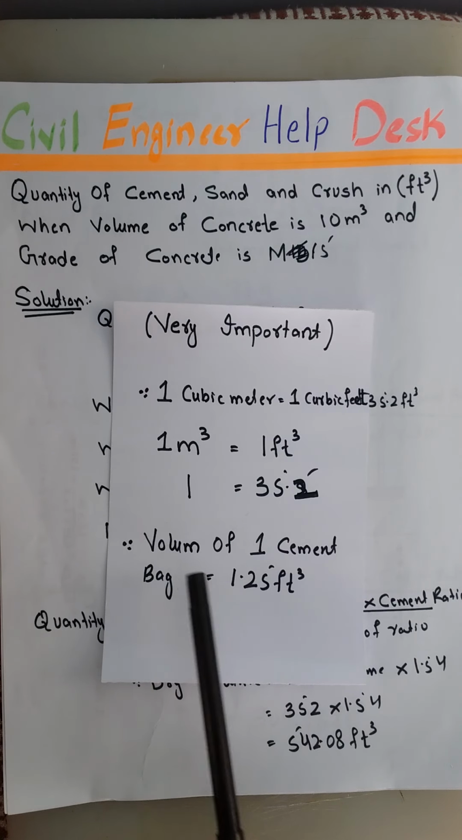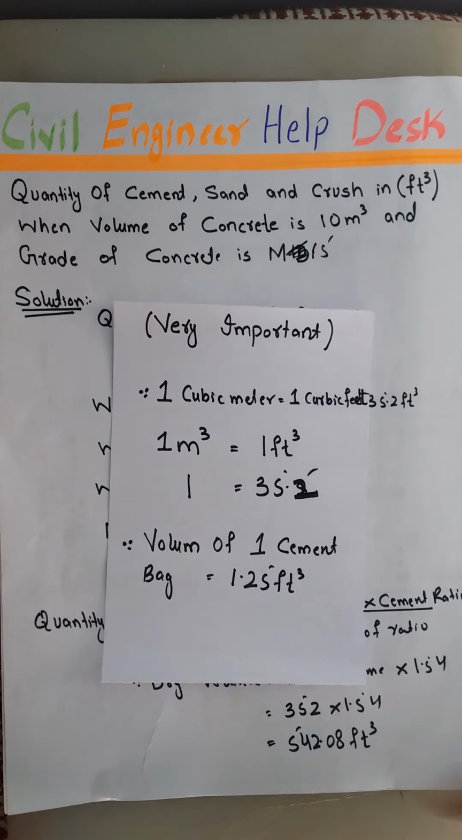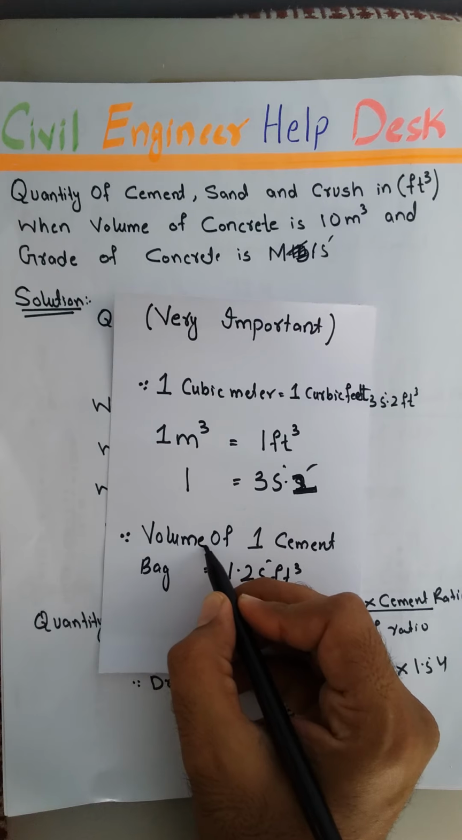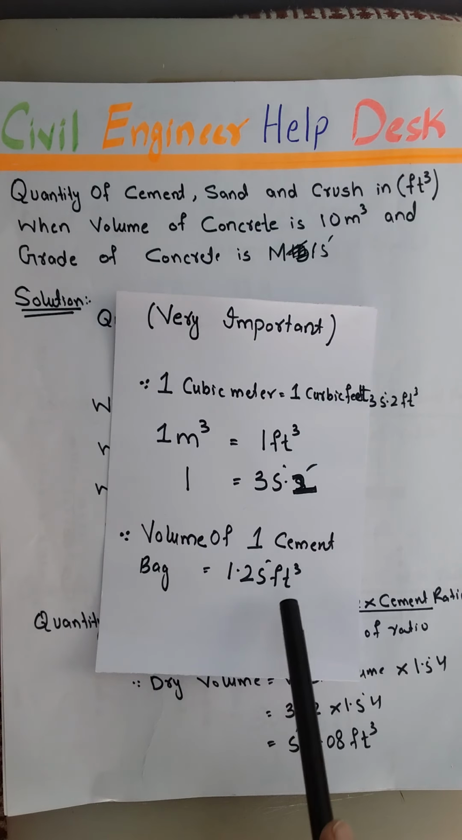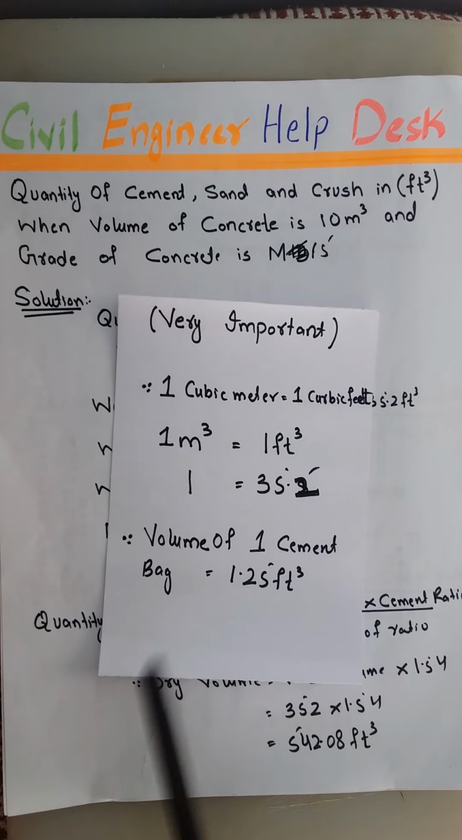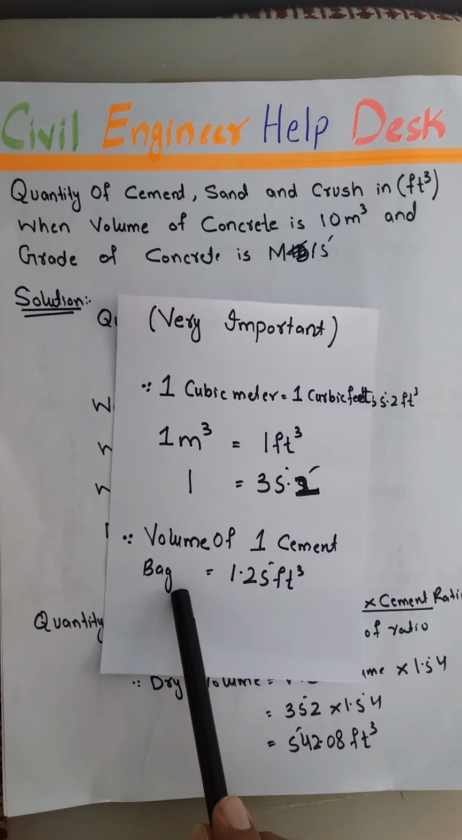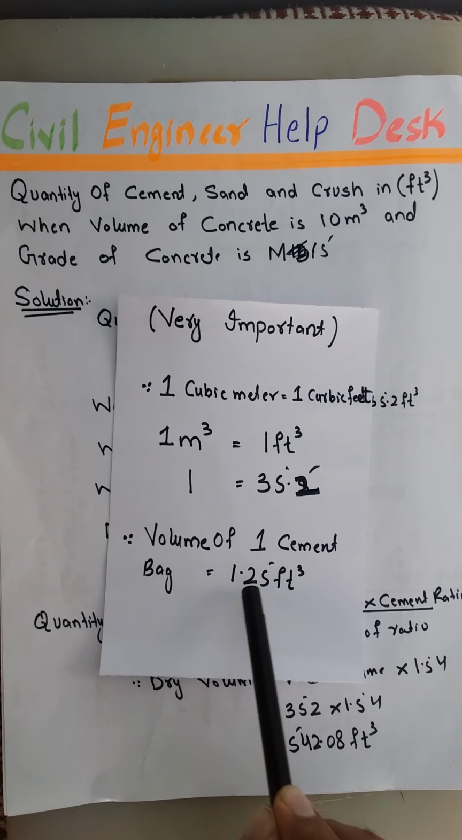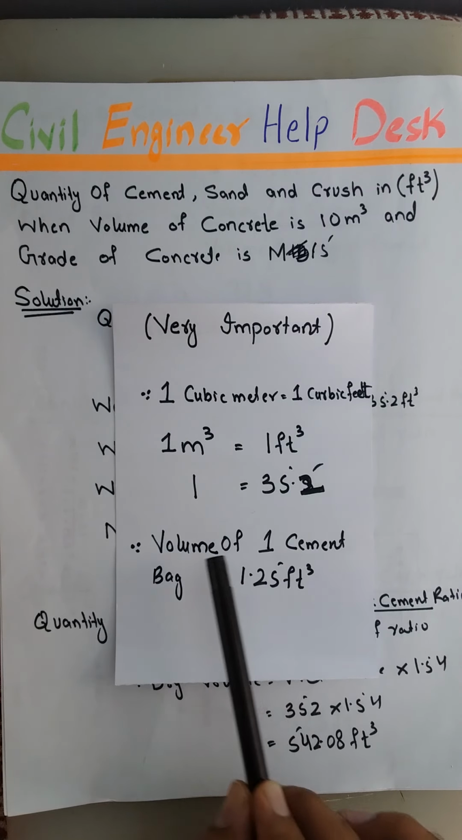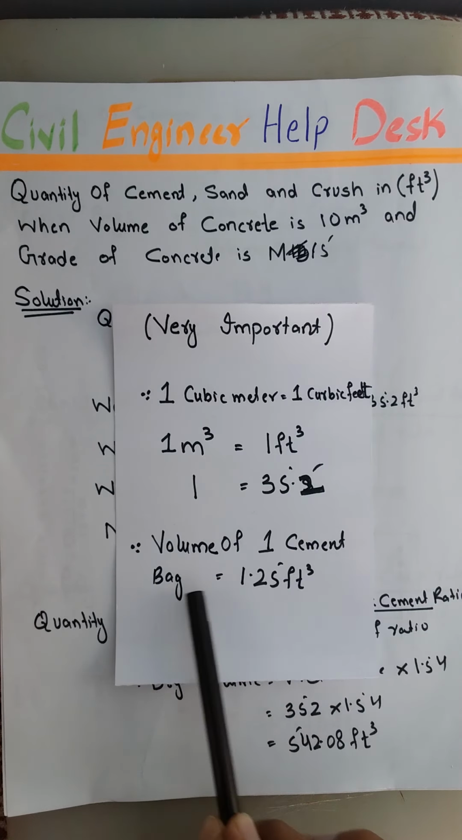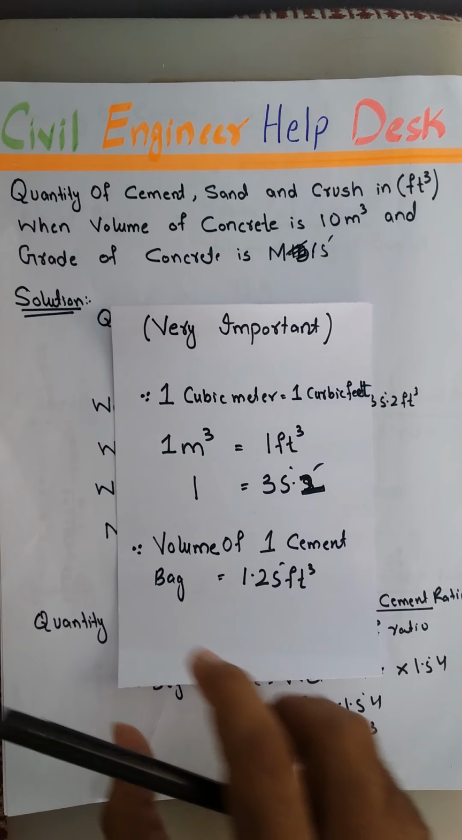Another thing, we must know the volume of one cement bag. We know that one cement bag is equal to 50 kg. We used this value in the last numericals, but when we work in cubic feet, the volume of one cement bag will be used, and the volume of one cement bag is 1.25 cubic feet. You must remember this.